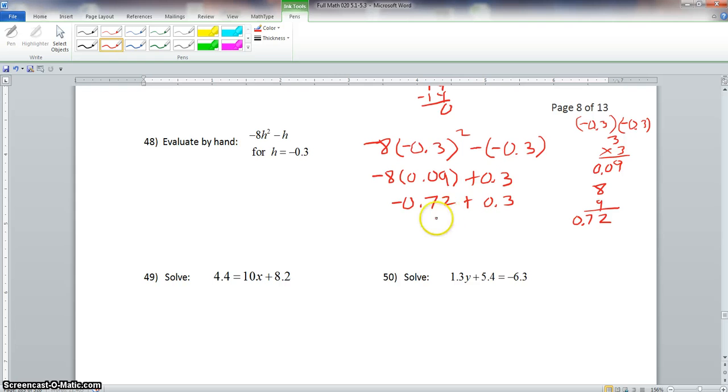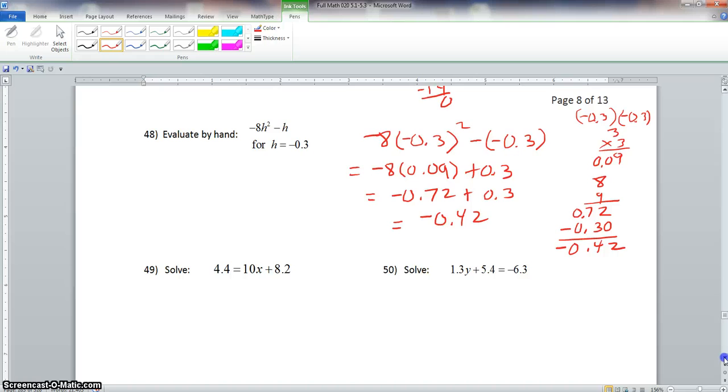Now, since they have different signs, we know we're going to subtract. But what we could do is this here. We know that 0.72 is larger than 0.3, so we know our final answer is going to be negative. So we could do this. We could say minus 0.3 and put a 0 here. 2 minus 0 is 2. 7 minus 3 is 4. Bring down our decimal and our 0. So it'll be a negative 0.42. So that is our final answer for problem 48.